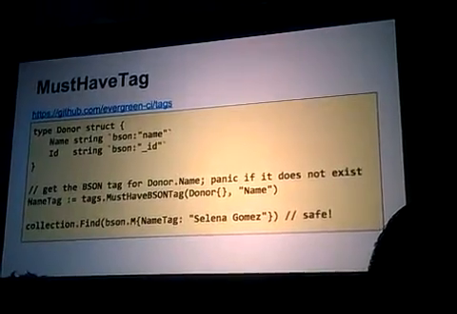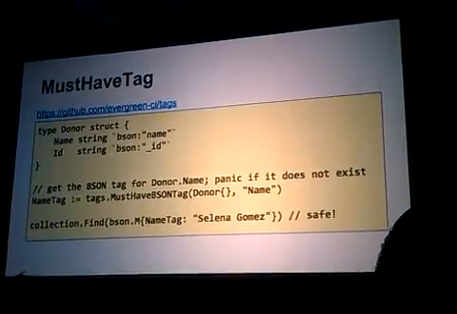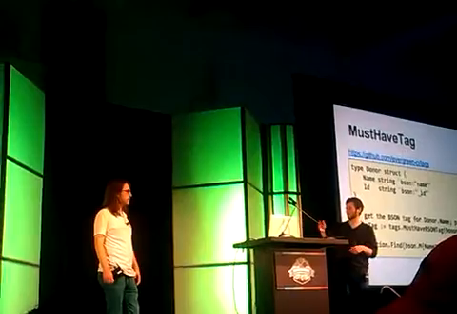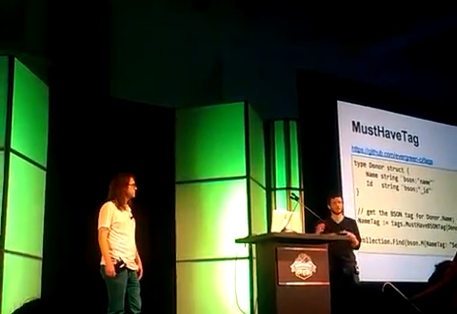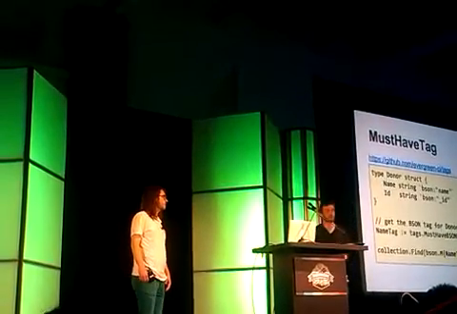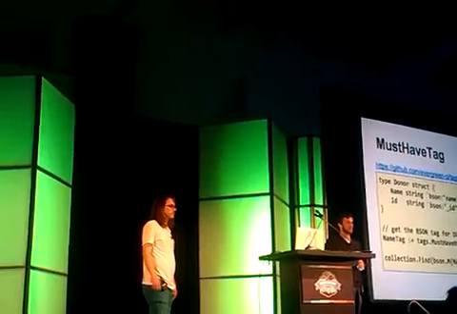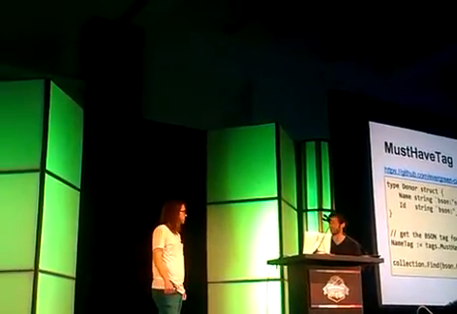And the reason it's called MustHave is we wanted to emulate the regex MustCompile function where, if there's something wrong here, if the name field isn't in that struct or if there's no tag attached to it, that's programmer error, and we would want to fail immediately at initialization. We don't want any of our tests to pass. We want to make sure that we catch that as soon as possible.